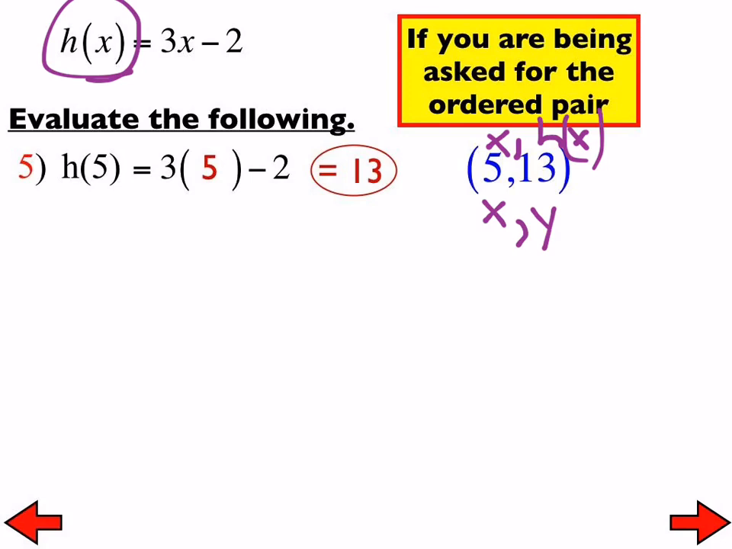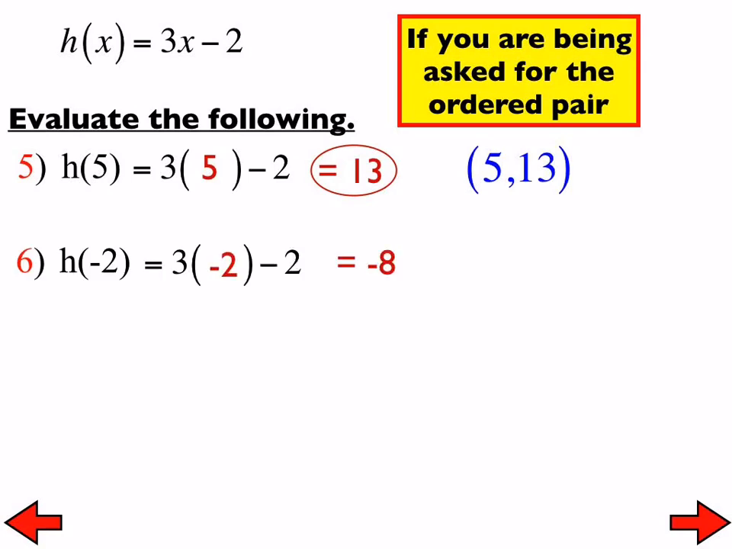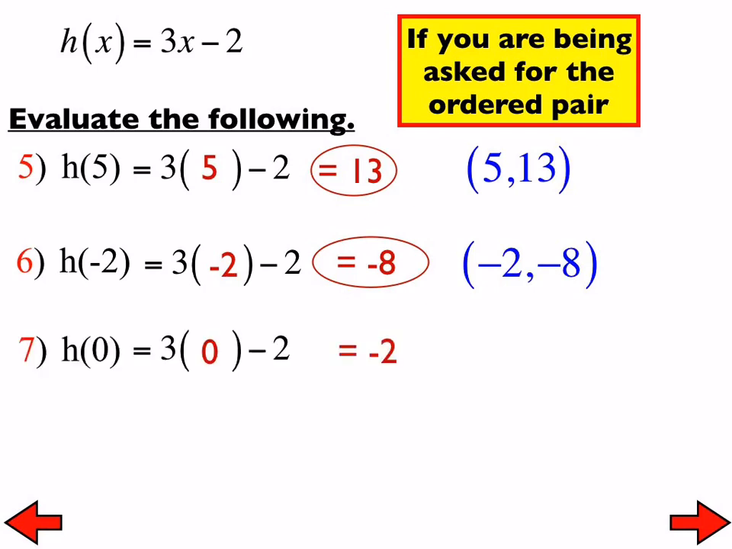And once again, that's going to come into play in some of the problems we're going to do in a few minutes. So number 6, h of negative 2 is equal to negative 8, which gives us the ordered pair negative 2, negative 8. h of 0 is negative 2, which gives us the ordered pair 0, negative 2.